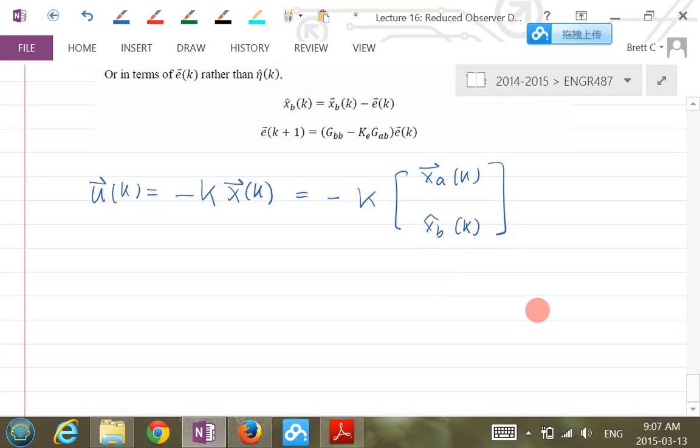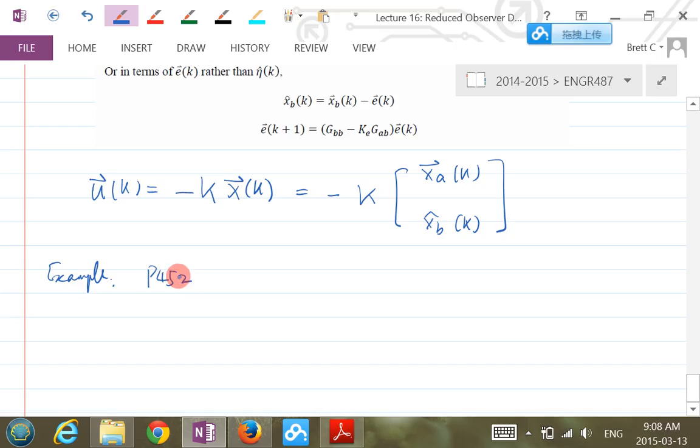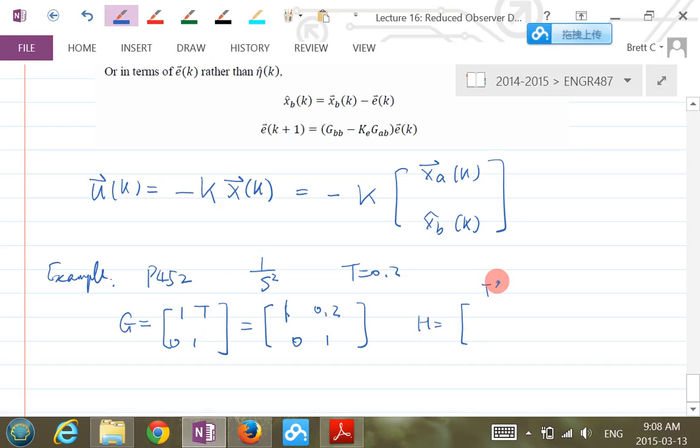Now I'll give you an example here, which is also an example from the textbook. If you look at your textbook, page 452, it's a double integrator, so the G matrix for the double integrator is 1 over s squared. We designed a full order observer for this one in the previous lecture, so here is the reduced order one. When you discretize the double integrator, your system matrix G is this. Suppose we're using T equal to 0.2, and H equal to T squared over 2 and T, that is 0.02 and 0.2.